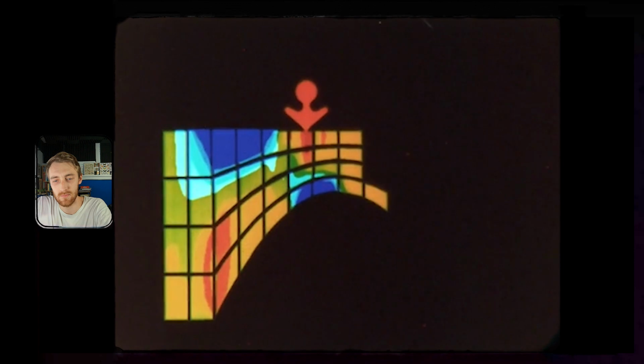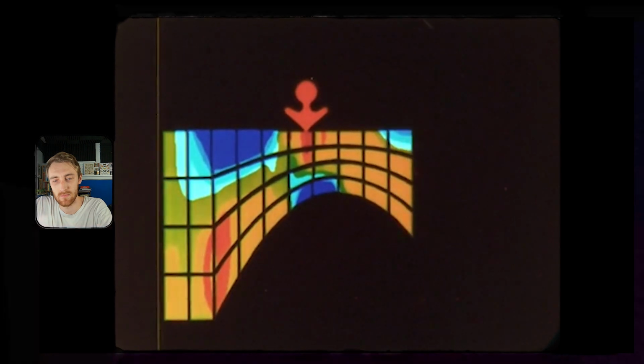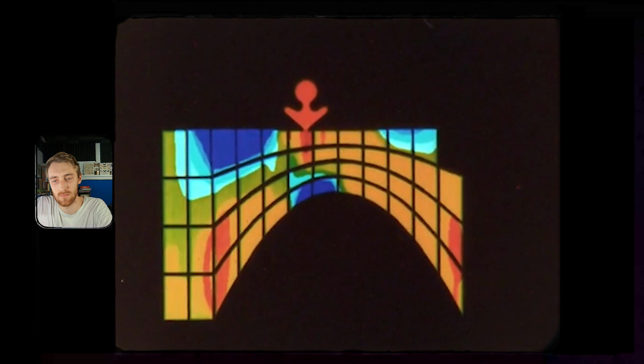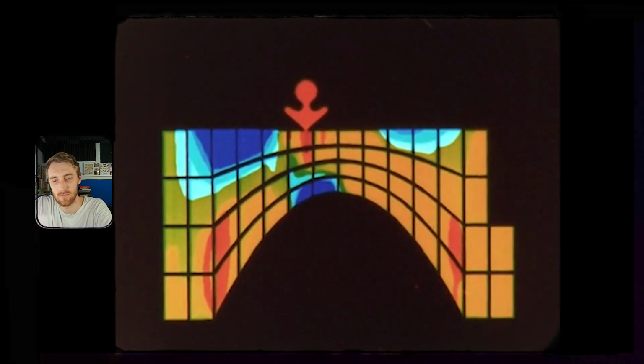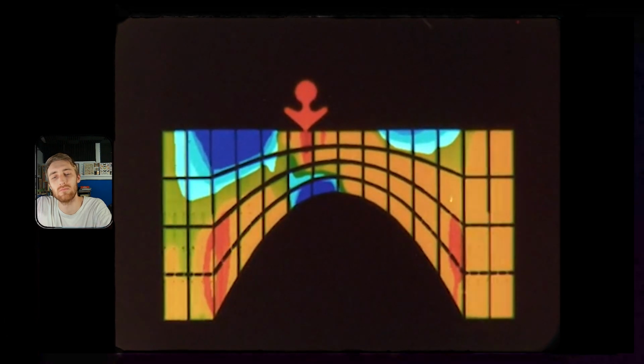A great advantage of the computer, however, is that now we've completed the calculation for a load at one point, it's a very simple matter to repeat the whole thing with the load moved to another point.